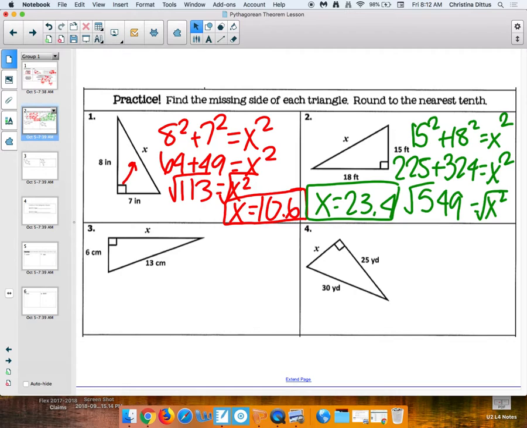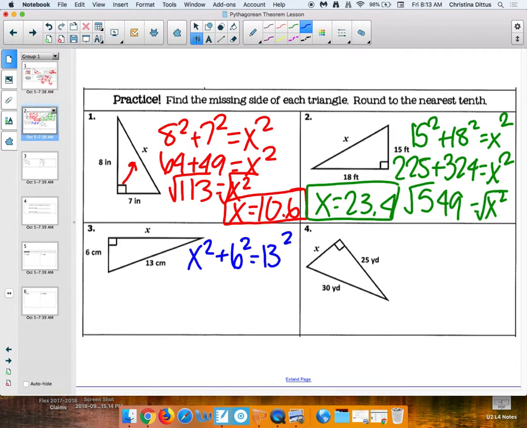Okay, are we okay when x is a hypotenuse? Things get a little tricky when it is not a hypotenuse. And in number 3, is my x a hypotenuse? No, it is not. It is a leg. What else is a leg? 6 is a leg. So what's the hypotenuse? 13. Remember, that has to go out by itself. You know what I mean when I say out by itself?